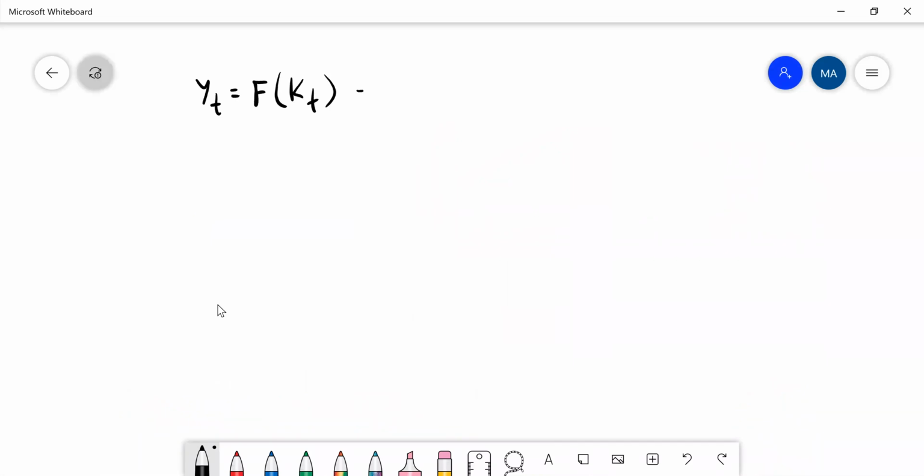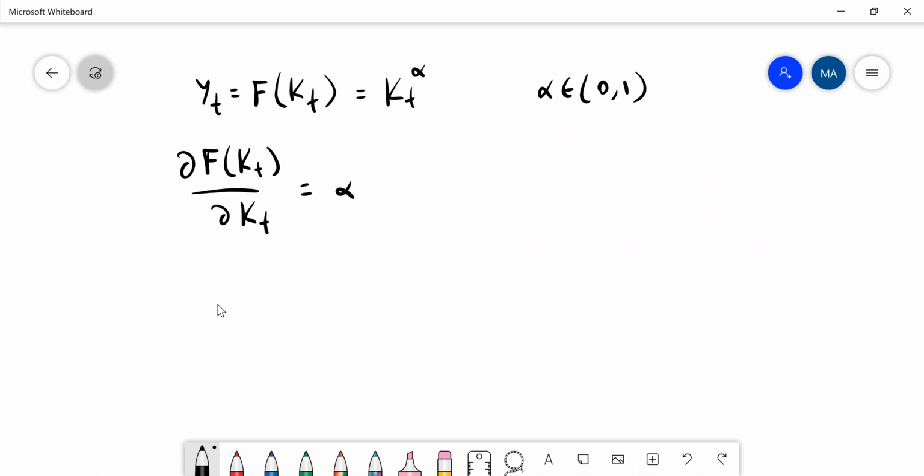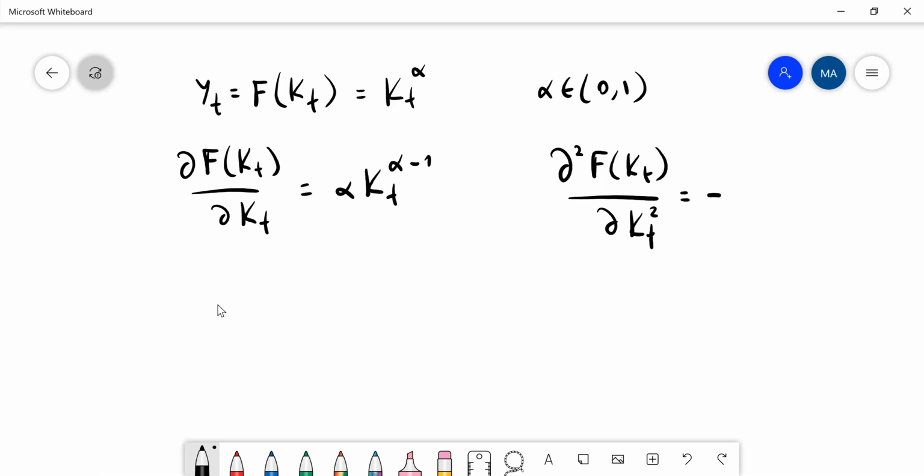this is your production function, and alpha is between 0 and 1. So the marginal productivity of capital is alpha k_t to the alpha minus 1. And the second derivative with respect to k_t is what? Minus alpha (1 minus alpha) k_t to the alpha minus 2. So the first is positive and the second is negative.